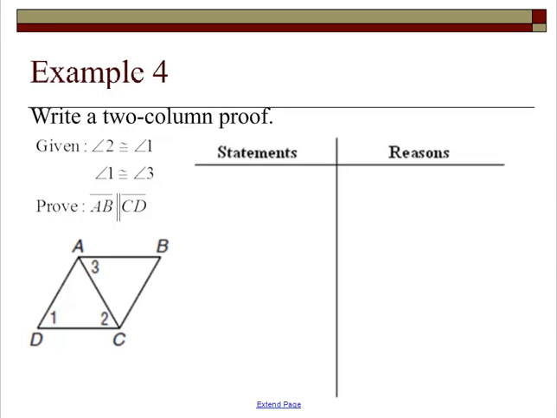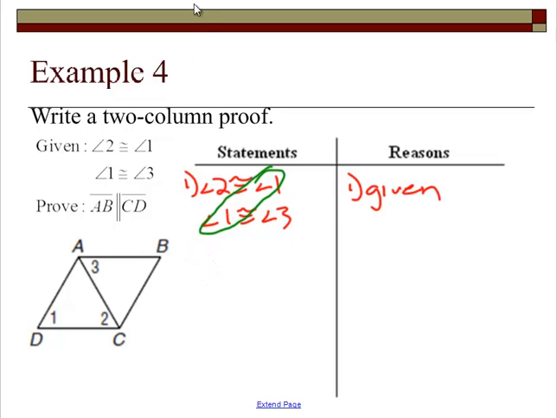Let's try this last one. We know angle 2 is congruent to angle 1. We know angle 1 is congruent to angle 3. And hopefully already you recognize that this is very similar to the previous example because we have those right there. So take a minute, try finishing these last 2 steps, pause it, and then we'll check the answer.